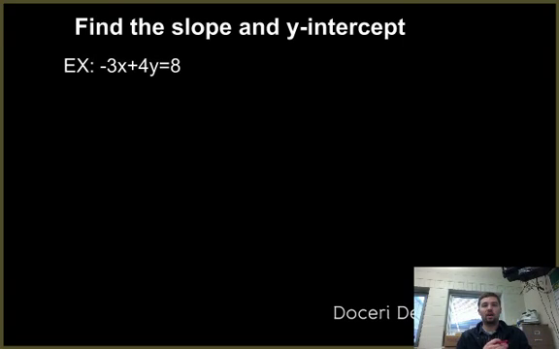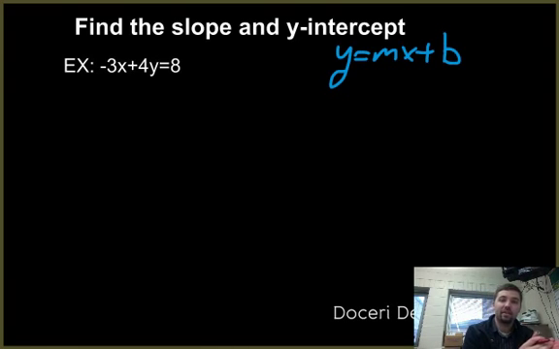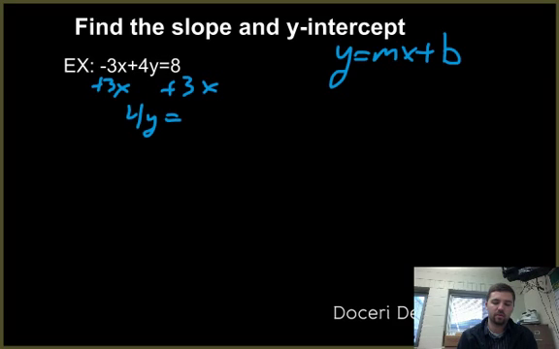Find the slope and y-intercept of an equation that is not in slope-intercept form. The first thing I have to do is put it in slope-intercept form. Remember, I'm looking for y equals mx plus b. In other words, I've got to get the y by itself, just the y on the left, all the other terms on the right. First, I'm going to add 3x to both sides. That gives me 4y equals 8 plus 3x. Now divide both sides by 4.